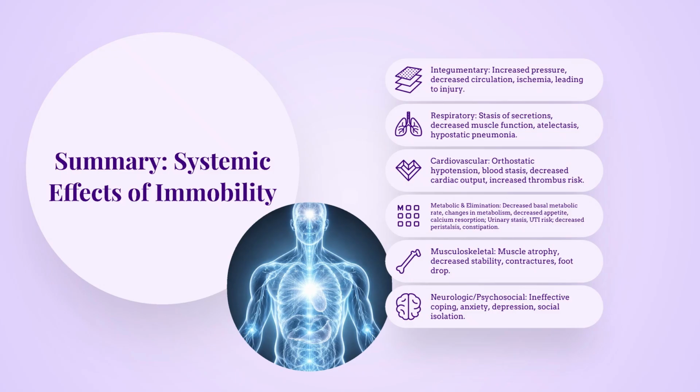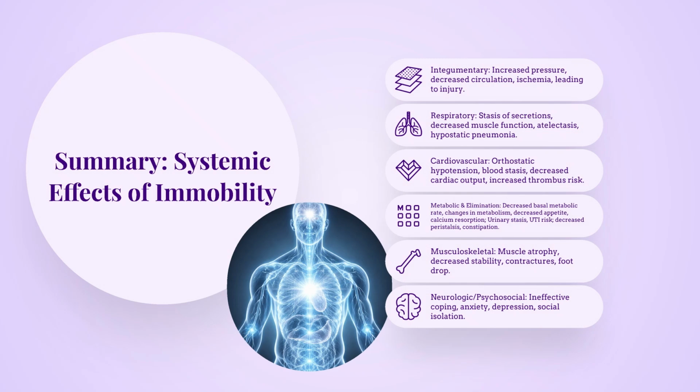Cardiovascular, you've got that orthostatic hypotension. Blood starts to have stasis in the legs. You've got decreased cardiac output, and then you are at higher risk for thrombus if the blood return is not coming from the legs. That's why we do a lot of those little ankle pumps where we're moving those ankles. The more we move the muscles, the more pressure there is on the valves to open up and allow that blood to come back through.